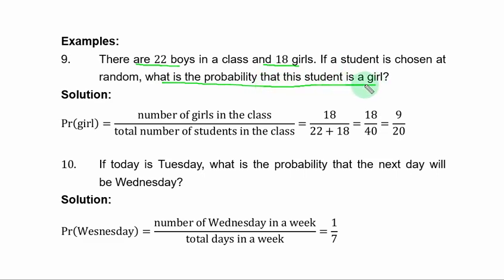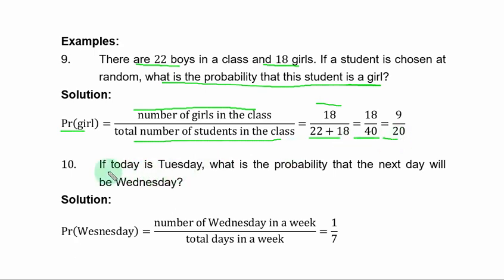So the interest is on a girl. Solution: the probability a girl is chosen is equal to the number of girls in the class, that is 18, over the total number of students in the class, that is the sum of the boys and the girls, and that is 18 over 40. To write your answer in lowest form, divide the numerator and denominator by 2, and you have 9 over 20.